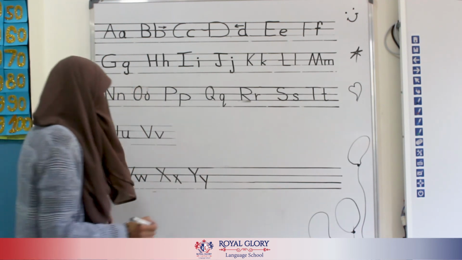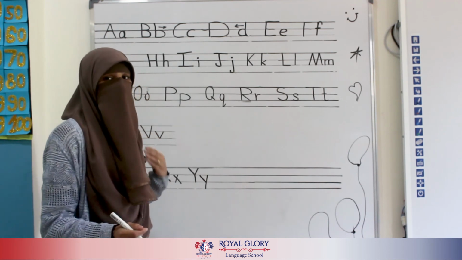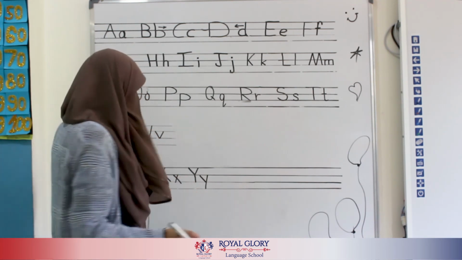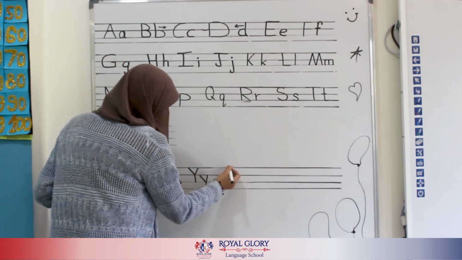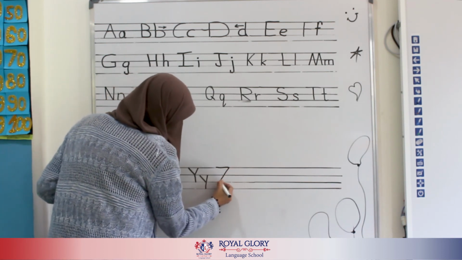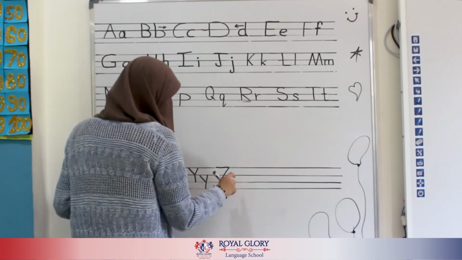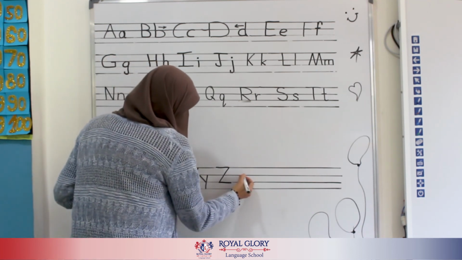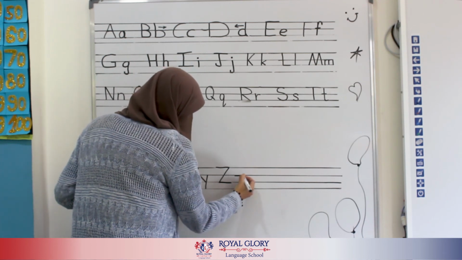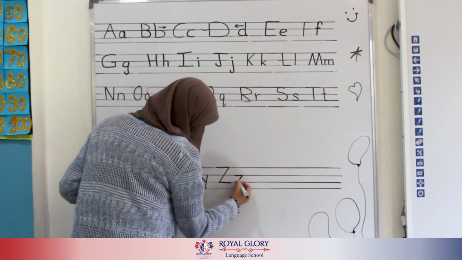Okay, letter Z. Its sound is Z, like in zoo or zebra. How to write it? Sleeping line up, slanting line down, sleeping line down. The lowercase between two lines: sleeping line up, slanting line down, another sleeping line down.